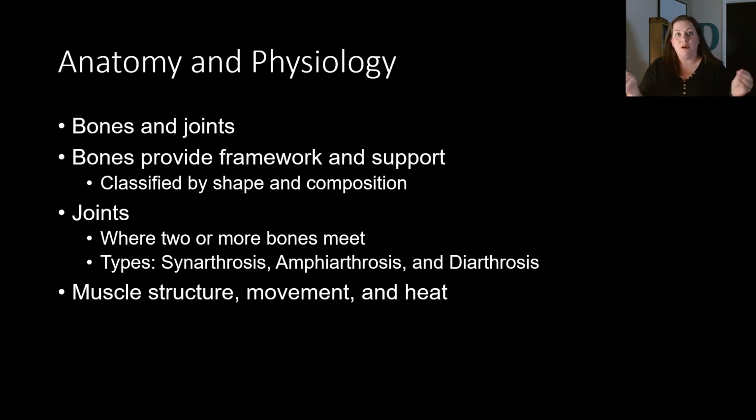We have long bones, and those are going to be longer than they are wide. We have short bones. Those are like little cubes, like in your wrist, your carpals. We have irregular bones, which have a really irregular shape, like vertebrae. We also have flat bones, like your sternum or the bones of your cranium. And then we have the sesamoid bones, which are like your kneecap. So we have them classified based on those shapes and also based on the composition, the amount of spongy bone and compact bone that they contain.